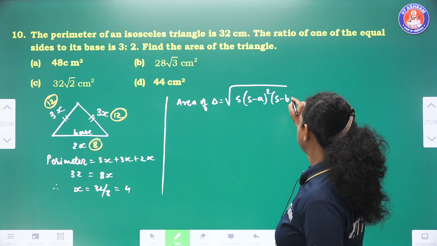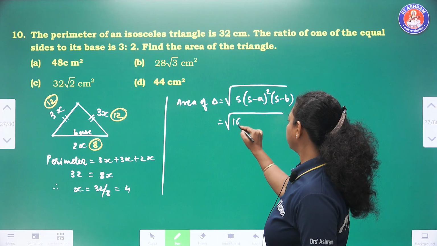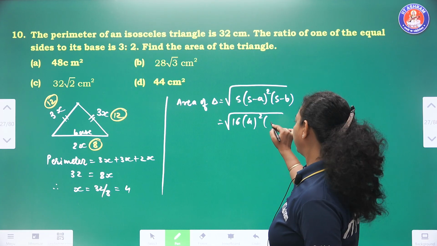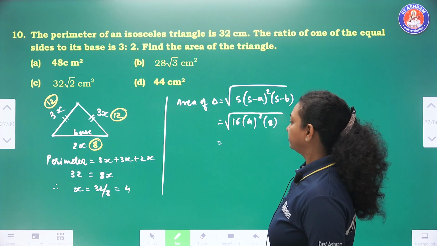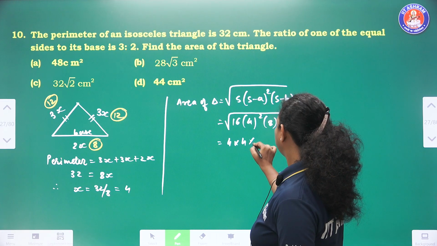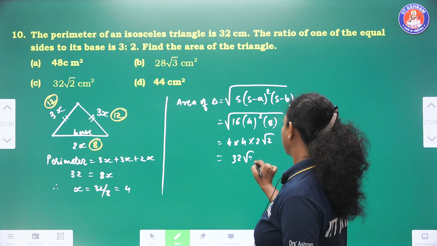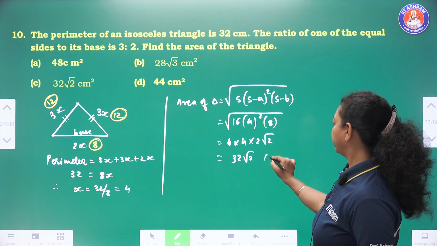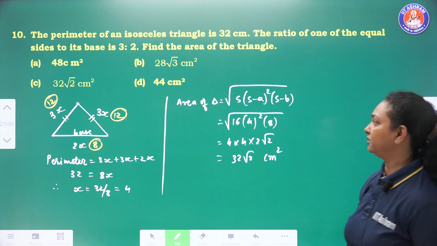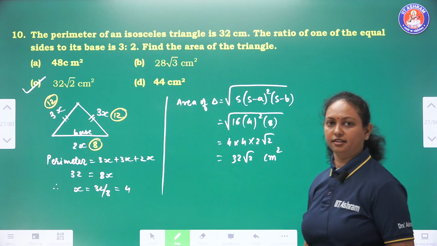Into S minus B. So semi-perimeter, perimeter is 32, so S is 16. 16 into 16 minus 12 is 4 square, and 16 minus 8 is 8. So it is 4 into 4 into 2 into root 2. So the answer is 32 root 2 centimeter square. It is the area of the isosceles triangle whose perimeter is 32. So C option is the correct one.